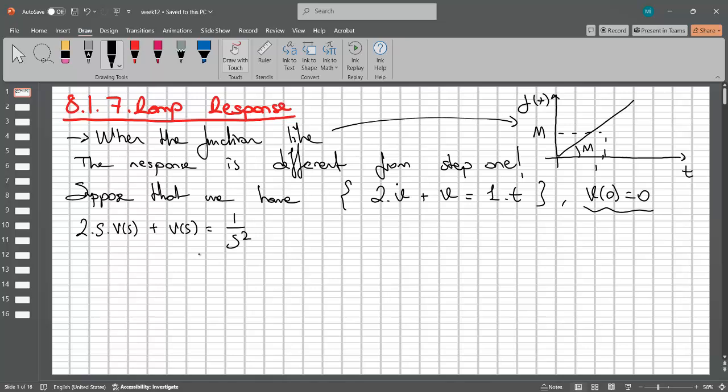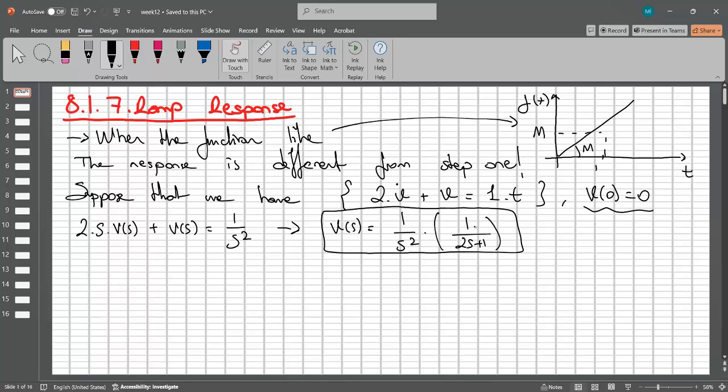So, Elida, how can we obtain V(s) here? We collect the whole terms, and so 1 over s squared times 1 divided by 2s plus 1, right? This is our transfer function applied on the ramp response. So, how can we solve this problem? Can anyone say that? Yes.